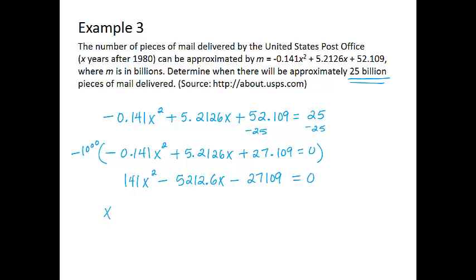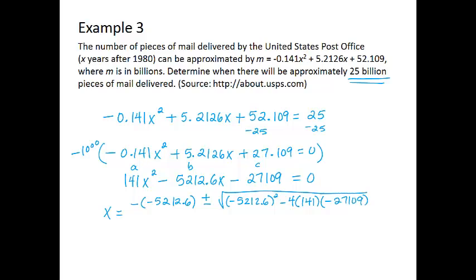So we have x is equal to the opposite of b. So remember our a, b, and c. The opposite of b would be the opposite of negative 5,212.6, plus or minus the square root of b squared, which is negative 5212.6 squared, minus 4 times a, which is 141, times c, which is negative 27,109. And that is all divided by 2 times a, or 2 times 141.